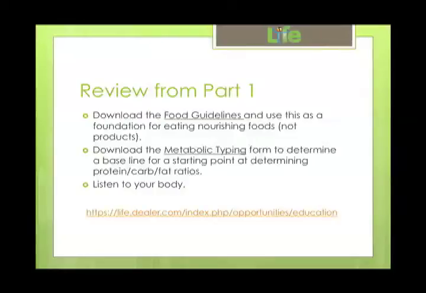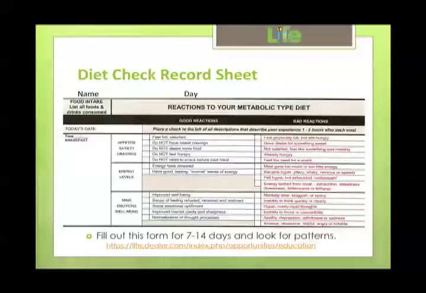So before we get to that, we're going to do a review from part one. You should have downloaded the food guidelines and the metabolic typing form. The food guidelines give you the basis of eating real nourishing food meant for all human beings. And then the metabolic typing form gets you started on the path to dialing in your macronutrients, such as protein, carbohydrates, and fats, to something that's ideal for you as an individual. And then, of course, listening to your body. And we're going to look at that a little bit more with this diet check record sheet right here.